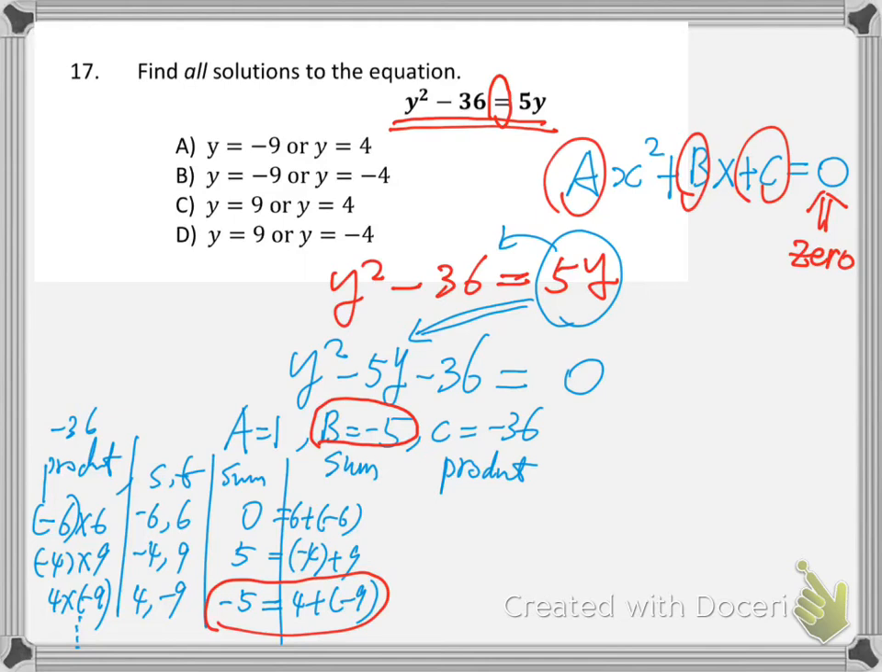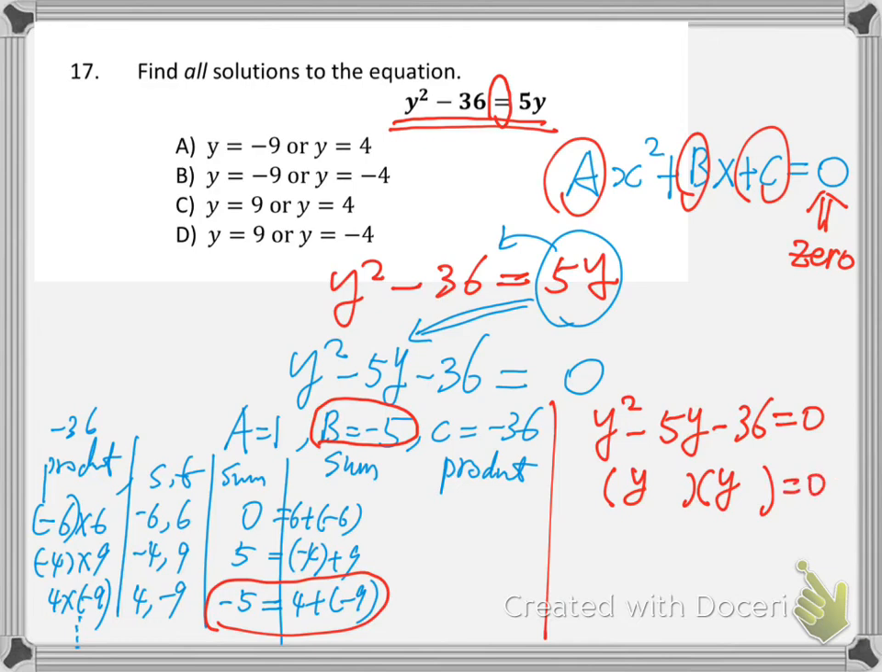So let's continue here. y squared minus 5y minus 36 is 0. This is y plus S, y plus T. So S and T are 4 and negative 9.